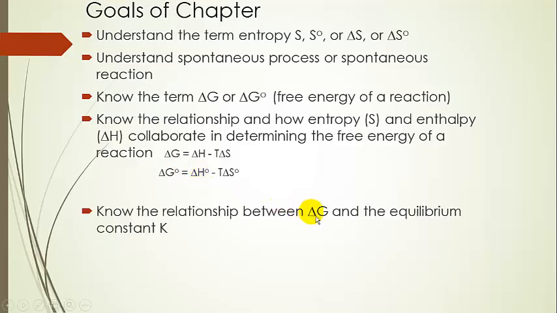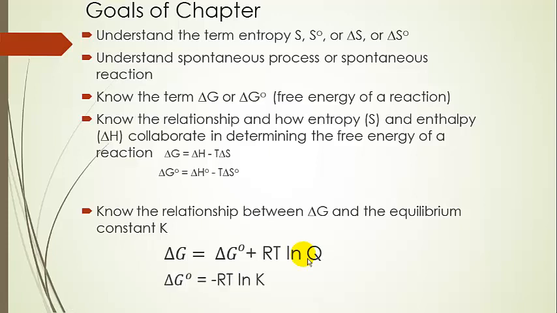Delta G, which is Gibbs free energy, is the energy that is capable of doing work. It is not energy that's wasted as heat, but this is real energy. There's a relationship between delta G and the equilibrium constant K, so free energy is related to reactions that are in equilibrium, and the relationship is shown here, the free energy with situations that involve Q and situations that involve the equilibrium constant K.